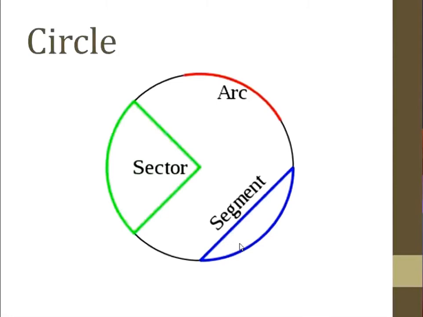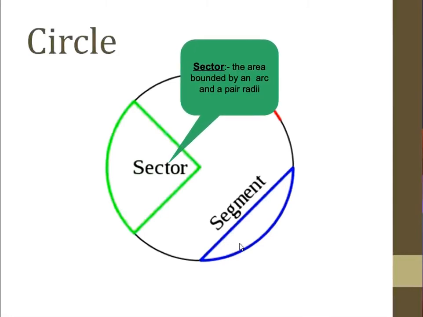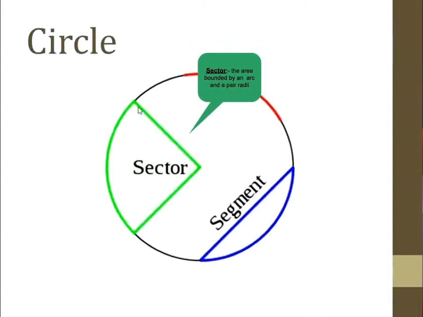Let's also talk about a sector. A sector is a small portion of the circle that is enclosed by two radius lines and an arc. You can see the portion that is labeled in green there. We have an arc and we have this radius and this radius, and this whole portion is the one that is being called a sector.